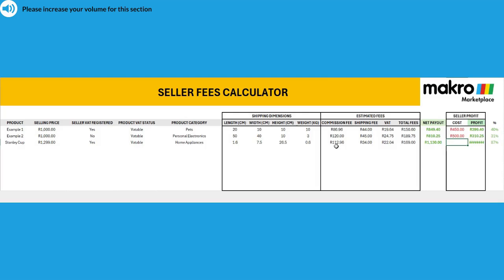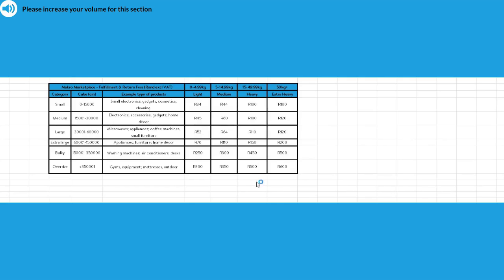So the commission fee for this product here is going to be 112.96, and my shipping fees are going to be 34 Rand. Now, when it comes to the shipping fees, you can always refer back to the rates table. So if you go back to the rates table, you'll see that my product is going to be charged 34 Rand, meaning it belongs under the small category, and my cubic centimeters are between 0 and 15,000.